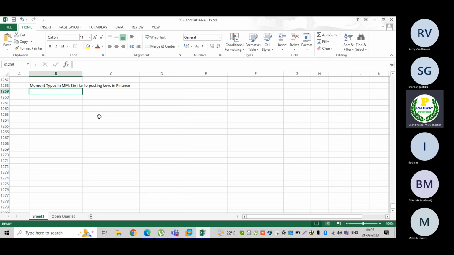See, I am describing only the important movement types here. Apart from these, there are many movement types. Now the movement type is 101. I'll mention it like this. Type description.